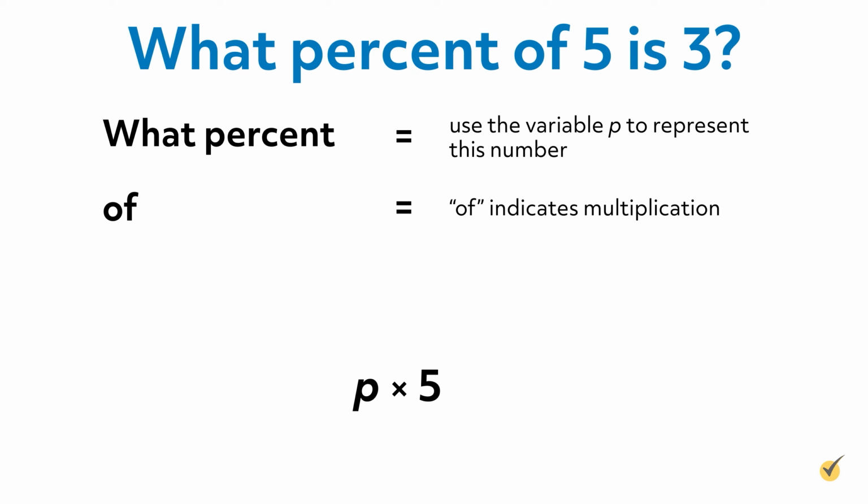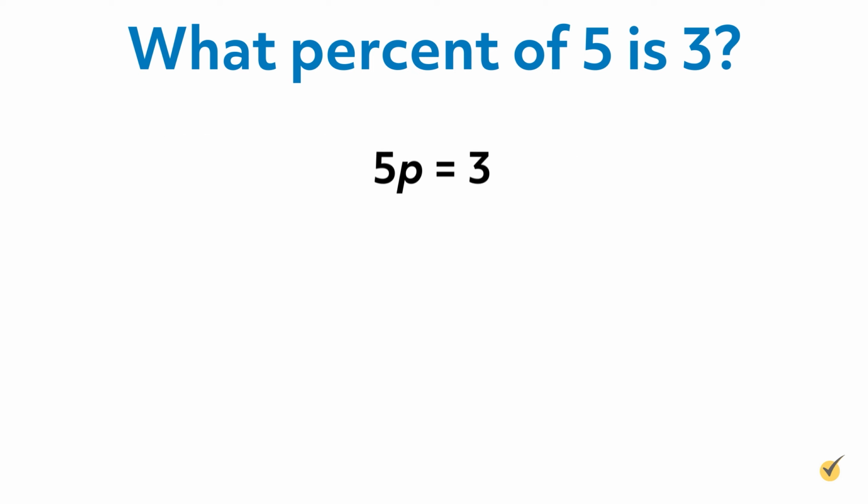The next part of the question is the word is. When translating written equations into algebraic equations, the word is means is equal to. Therefore, write an equal sign after the 5 in the equation. The next part of the equation is the number 3. Write 3 in the equation after the equal sign. When multiplying a number by a variable, remember that no multiplication sign is needed. We can write the equation with the coefficient 5 next to the variable p, like this. From here, solve the equation for p.